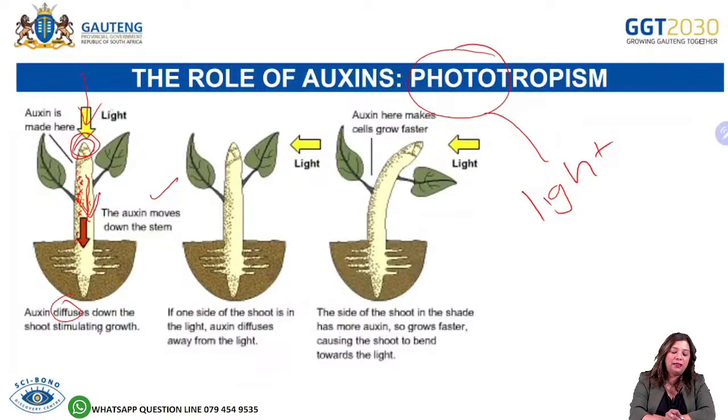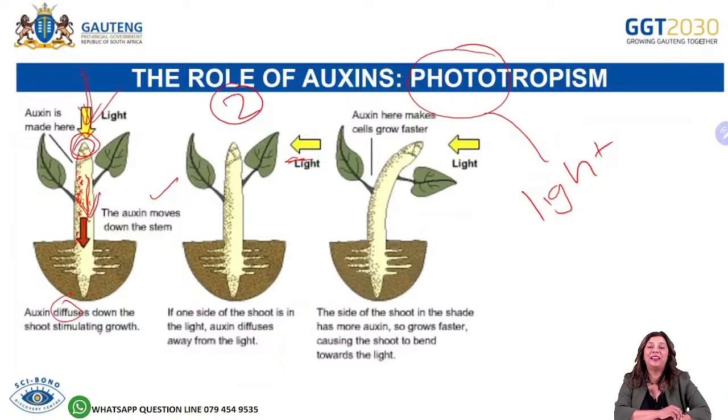So in the next diagram, the difference between the two diagrams is where the light is. In the first diagram the light is coming from directly above. In the second diagram, let's call this diagram 2, the light is coming from this side. So when the light is coming from one side only, in life sciences we have a fancy term, we call it unilateral light. Uni meaning one, lateral meaning from the side. So here's the light coming from one direction, our unilateral light, and it's approaching the stem at an angle.